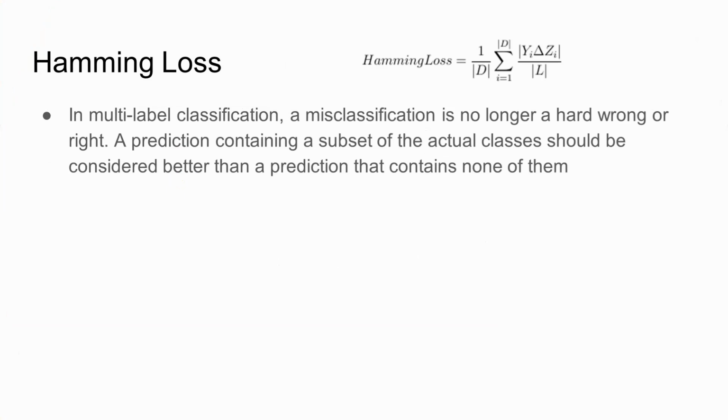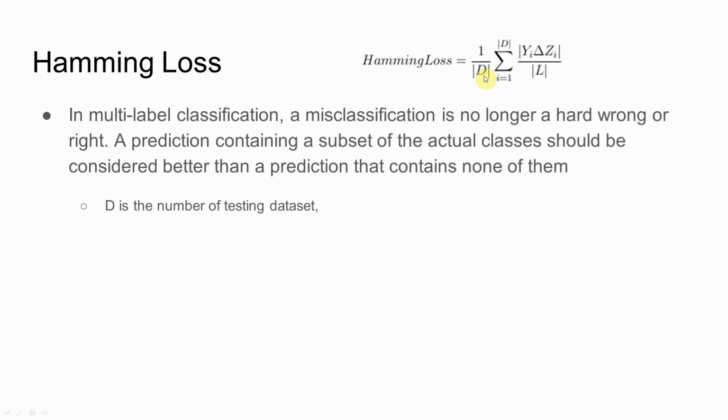For multi-label classification, a misclassification is no longer a hard right or wrong. A prediction that contains a subset of the actual classes should be considered better than a prediction that contains none of them. So saying that there are 3 labels for the prediction, if we predict 2 of them correctly, it's better than predicting 1 of them correctly. So let's take a look at this. And by looking into the formula over here, D indicates the number of the testing data set.